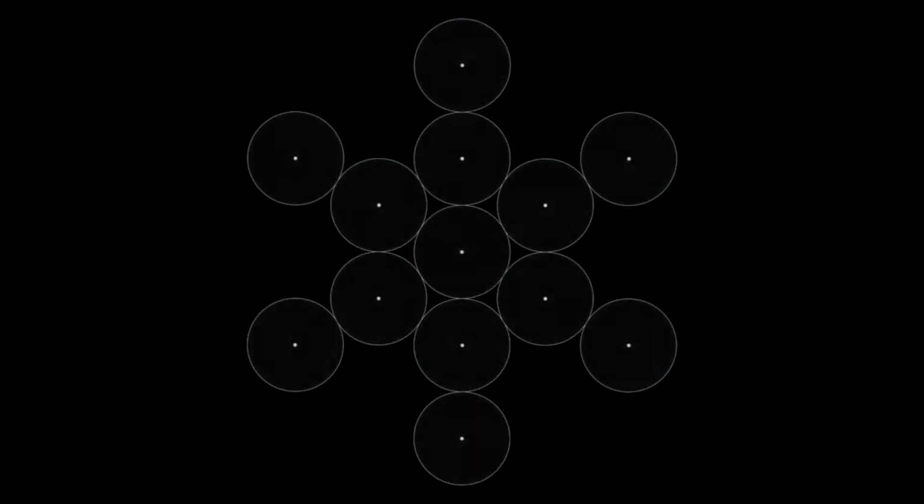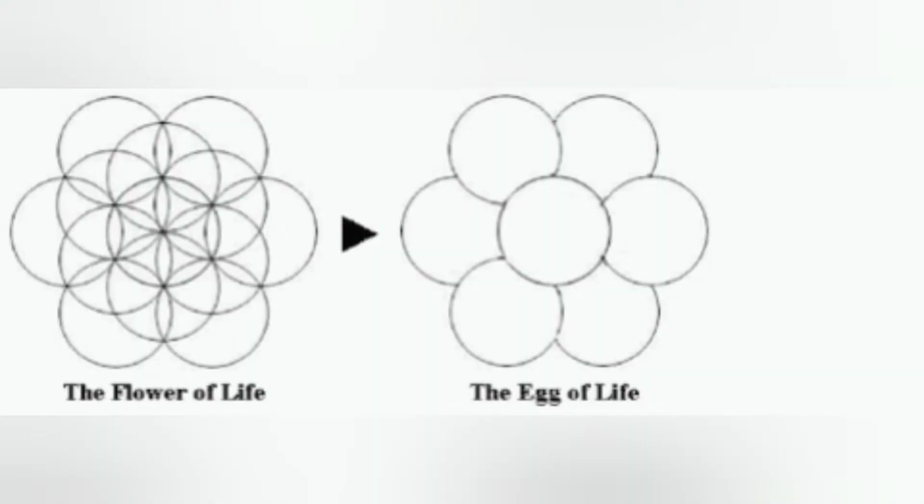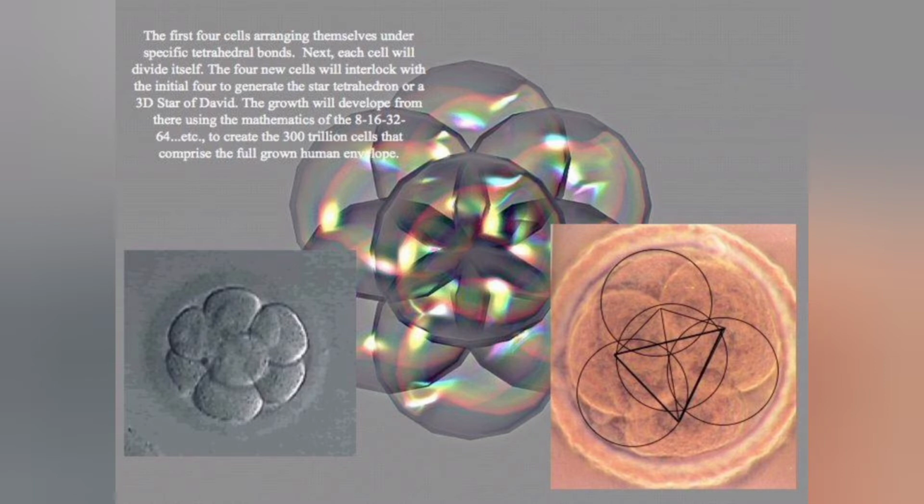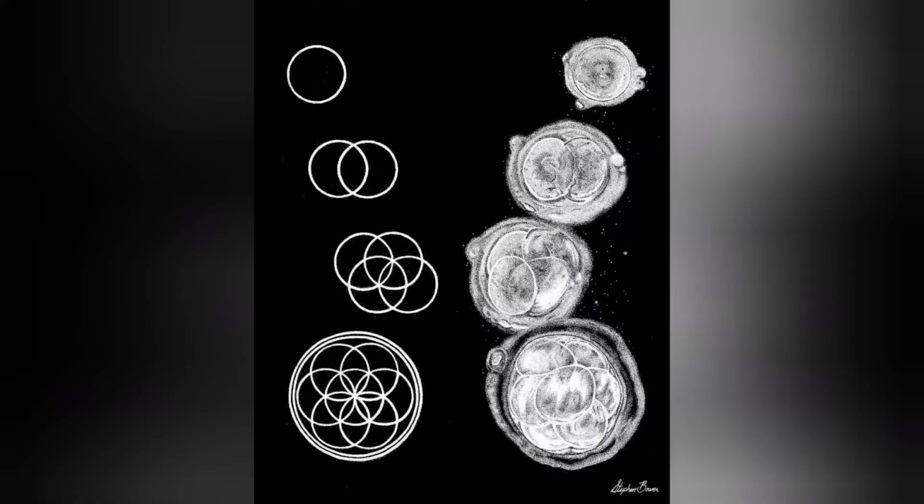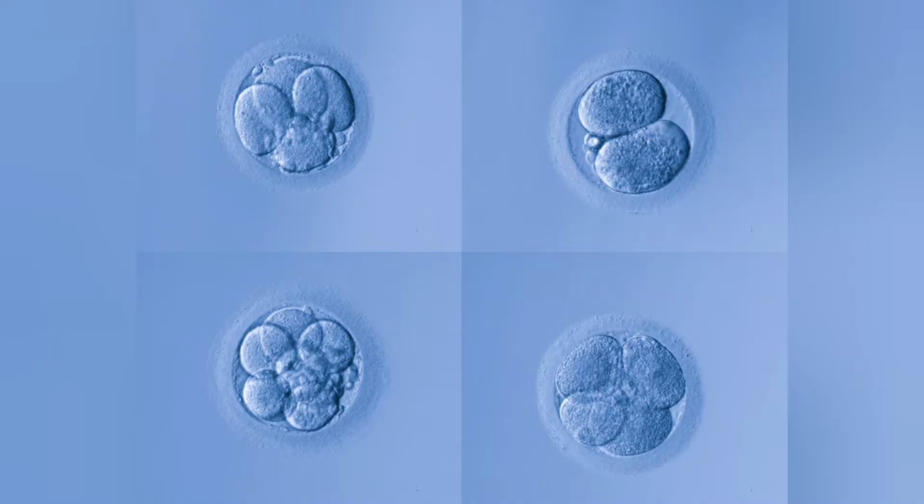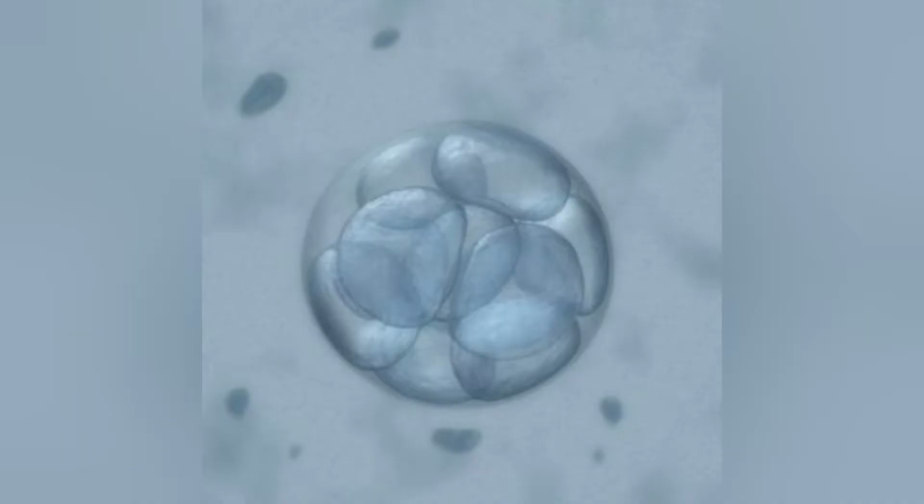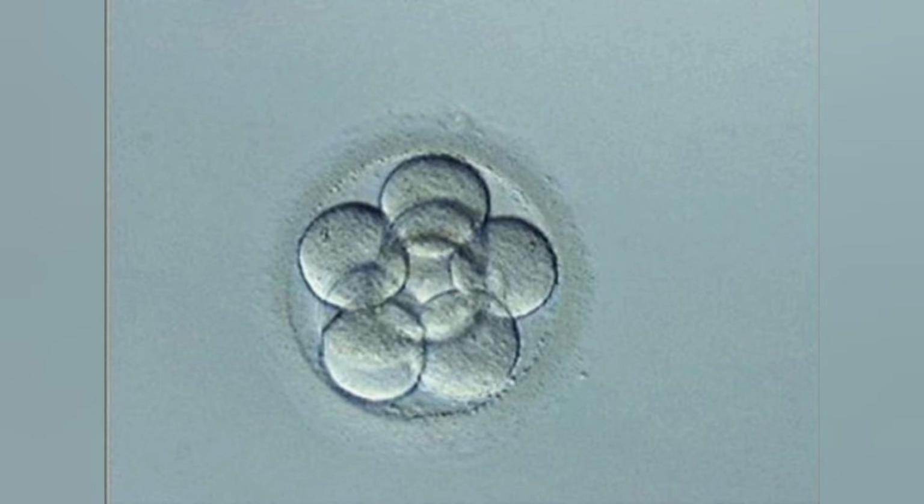Next within the flower of life is the egg of life, which is 7 circles within the flower of life. To some, this represents a multicellular embryo, as if you look at an embryo in the early hours of creation, it is almost identical to the symbology that is made within the flower of life as the egg of life.